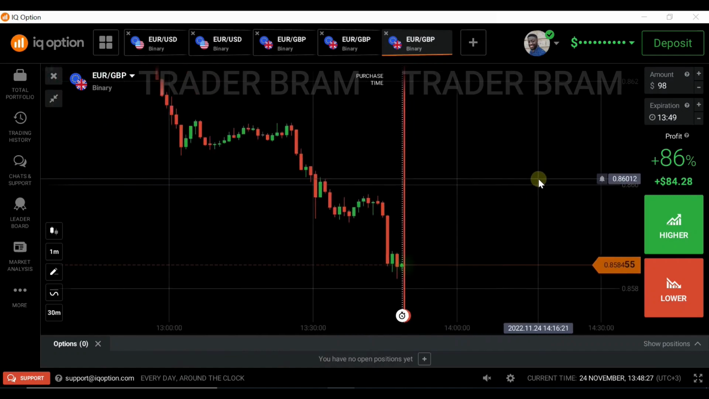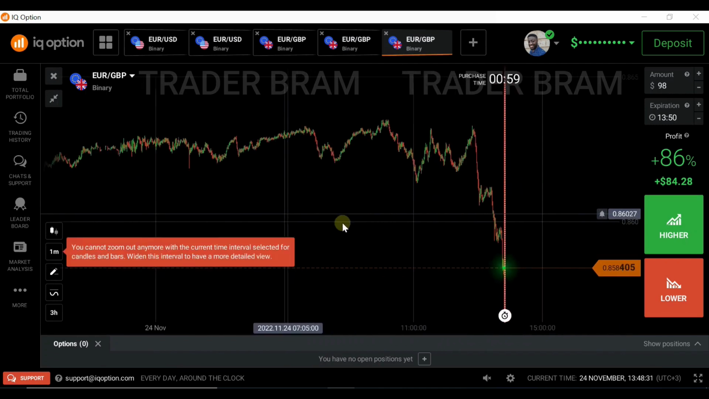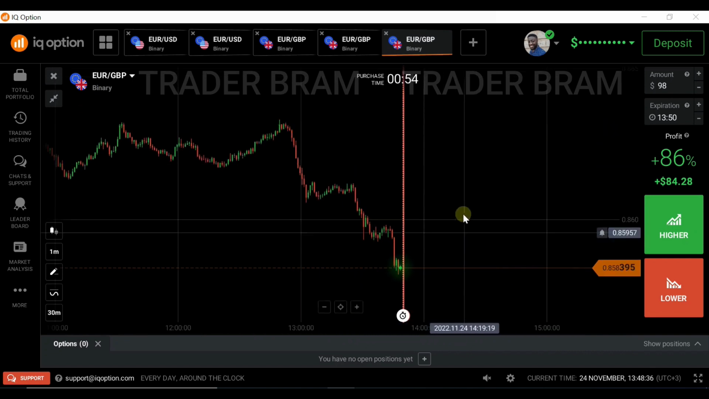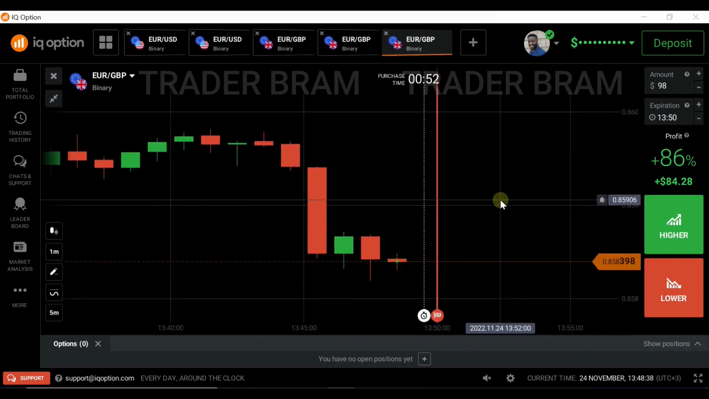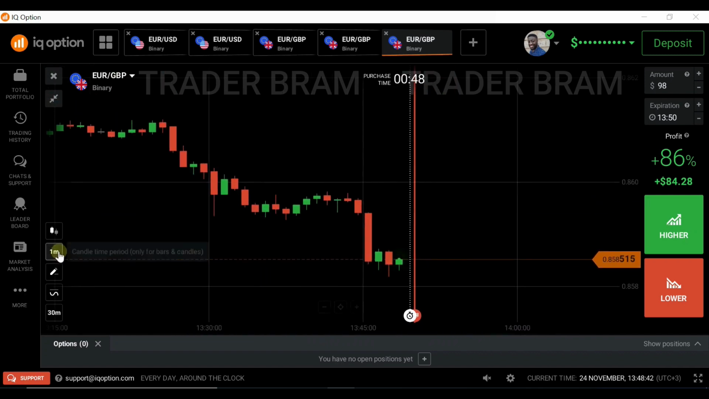So we are going to trade with support and resistance levels as our strategy. This is IQ Option broker. We are having the Euro GBP pair. As you can see, the market is in a very strong downtrend, so we need to take put options in this situation. This is a 1 minute time frame.